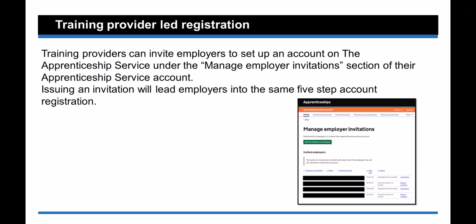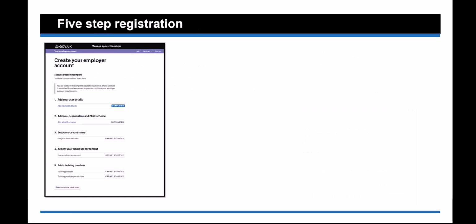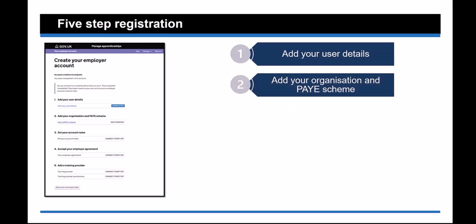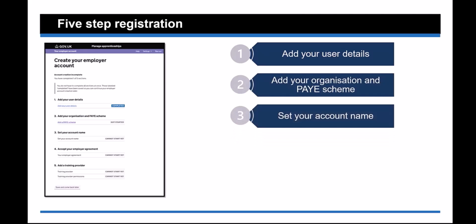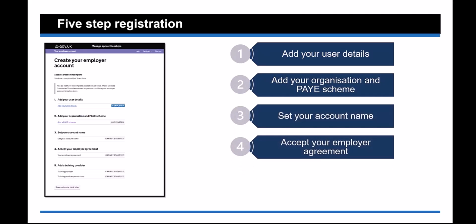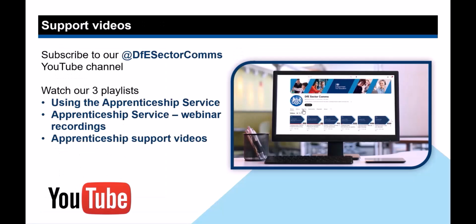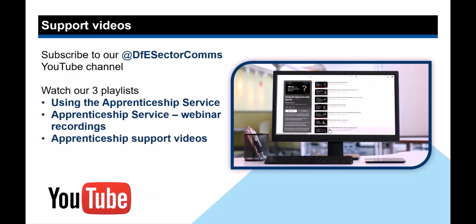Training providers can support you to register for your Apprenticeship Service account by sending you an invitation email outlining the information you'll need to begin and with a direct link to the employer registration page. To summarise, there are 5 steps you need to complete to create your Apprenticeship Service account: adding your user details, adding your organisation and PAYE scheme, setting your account name, accepting your employer agreement, and adding a training provider to your account.